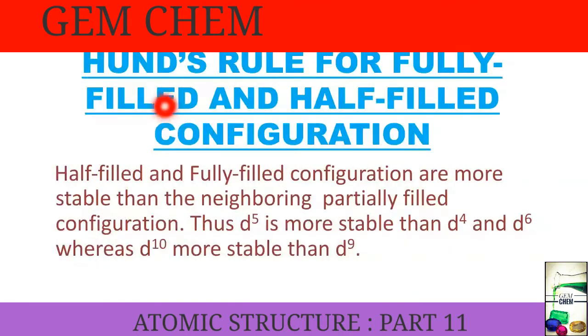Now, what is Hund's rule for fully filled and half filled configuration? It states that half filled and fully filled configurations are more stable than the neighboring partially filled configurations. Thus, d5 is more stable than d4 and d6, whereas d10 configuration is more stable than d9.